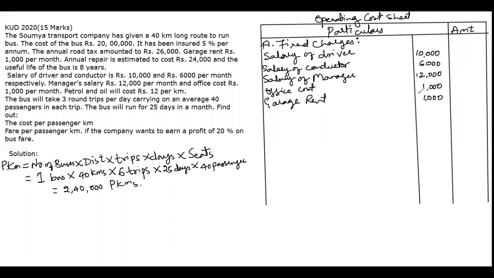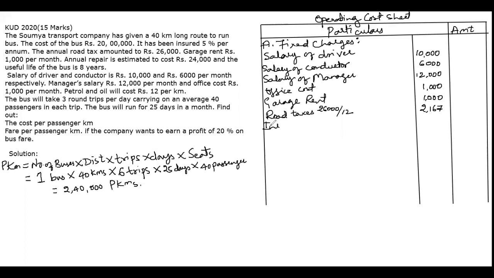And road taxes. What's given in the problem? Annual road tax amounted to rupees 26,000. So it is annual. We have to convert it into per month. So 26,000 divided by 12. It comes to 2,167. And next, insurance paid is 5%.